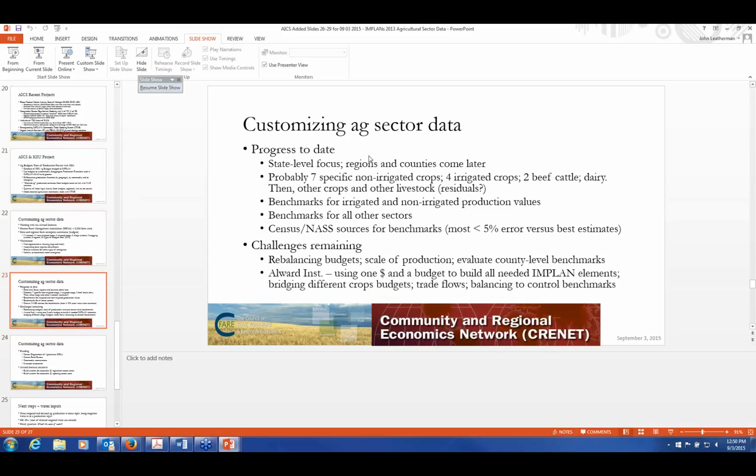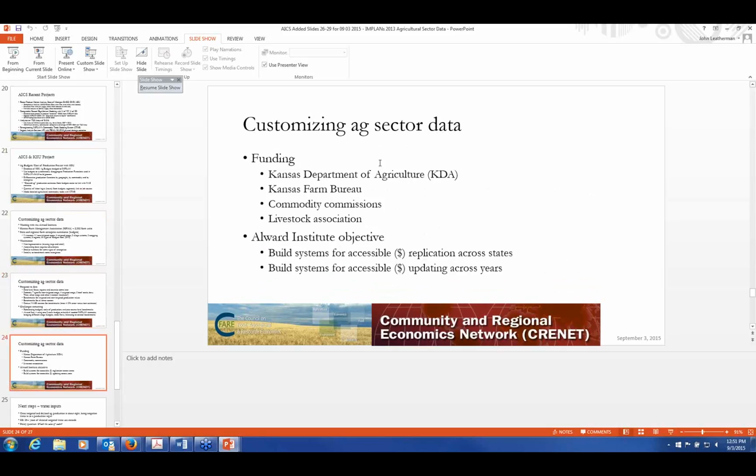My belief is that there are some significant challenges in rebalancing the trade flows to these specific sectors, and ultimately it will be up to them to protect the integrity of the entire system such that it all adds up to known benchmarks at state and national level, and we keep the integrity of the system intact.